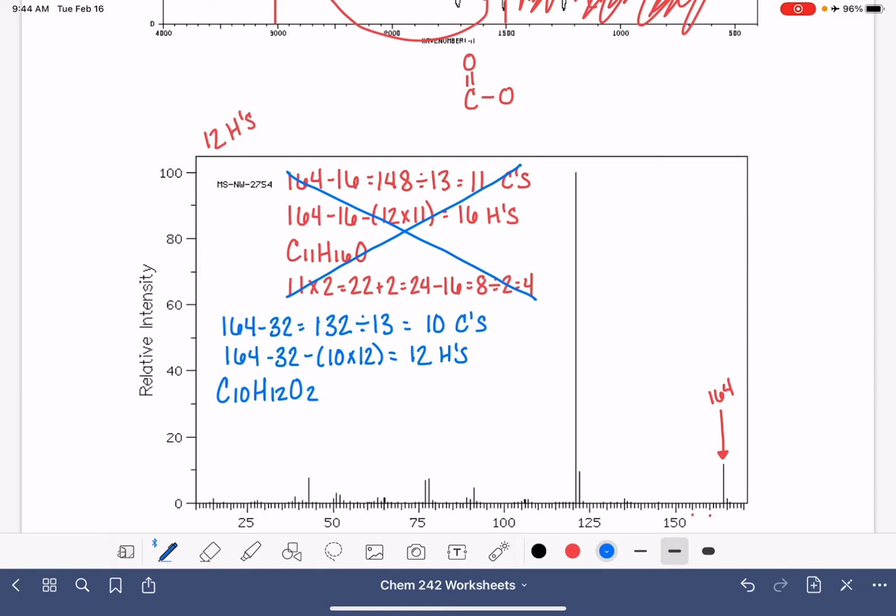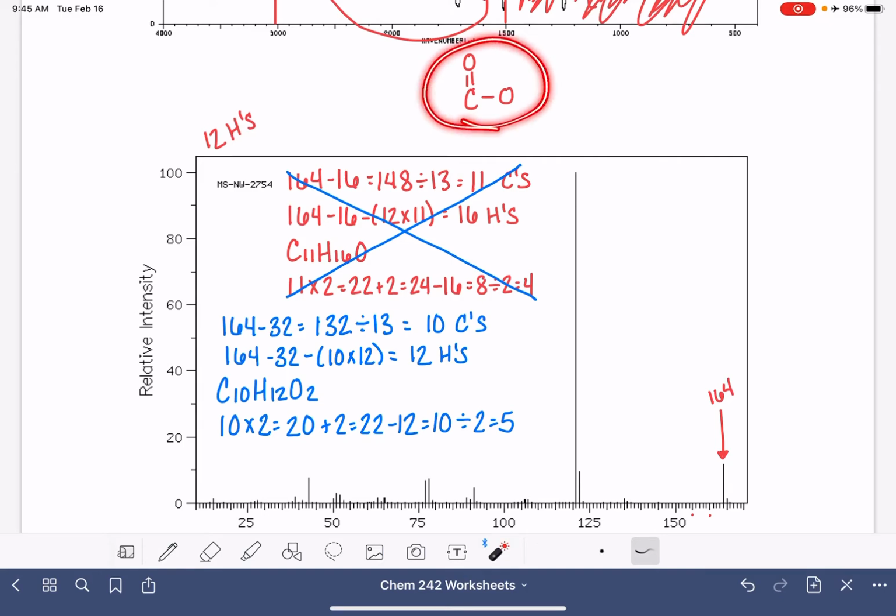C10H12O2, let's calculate that HDI. If it's at least 5, then we're going to assume this is correct. 10 times 2 is 20, plus 2 is 22, minus the 12 hydrogens that we have is 10, divided by 2 is 5. So that must be what it is. C10H12O2 with an HDI of 5: a benzene ring and an ester.